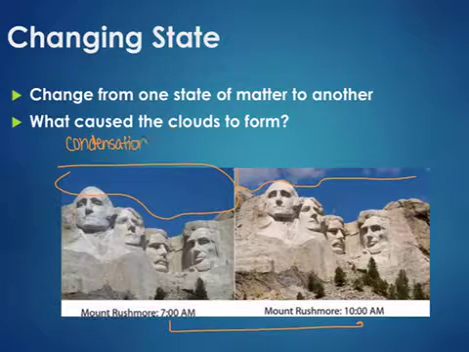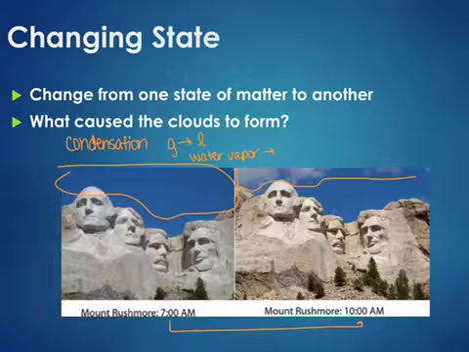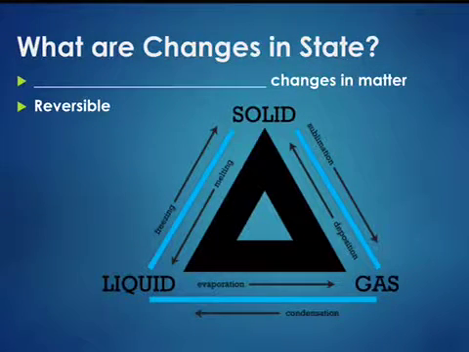That would be a change in state from a gas into a liquid. The gas particles, or the water vapor in the atmosphere, cool down and condense to form liquid water. And that's what clouds are made of. So this is a physical change in matter because the material maintains its identity. When the water vapor turned into a cloud, it's still water. And these changes are reversible.